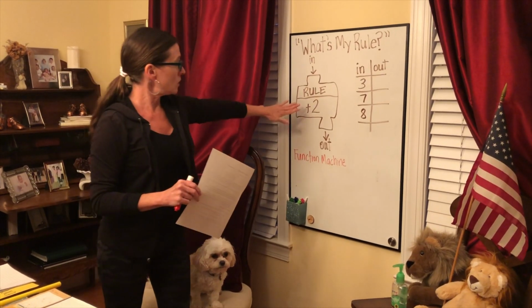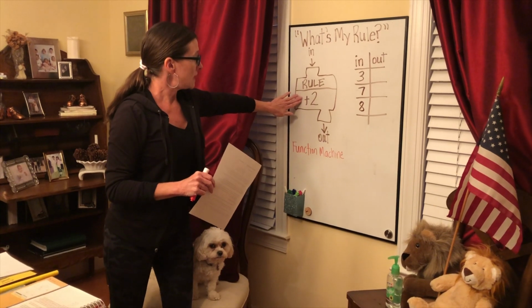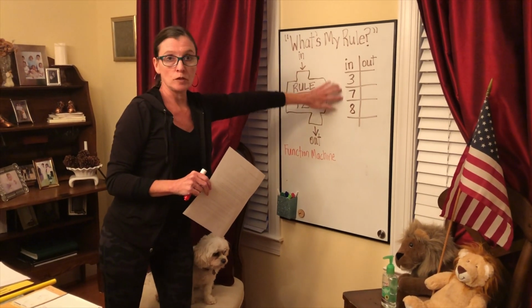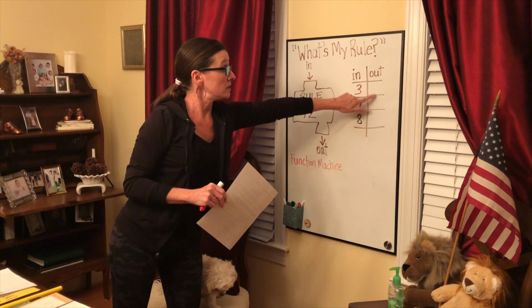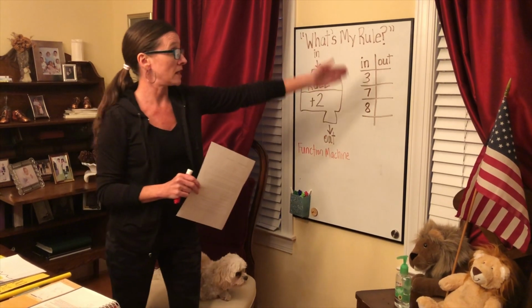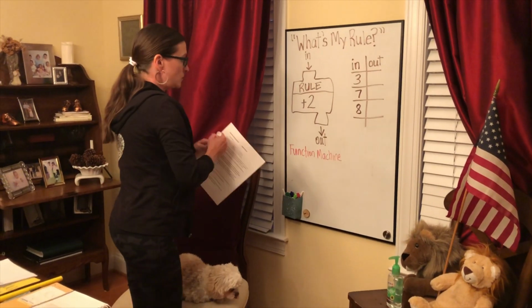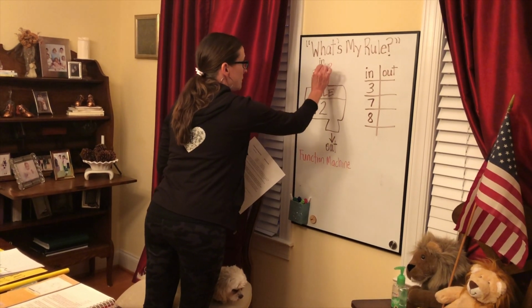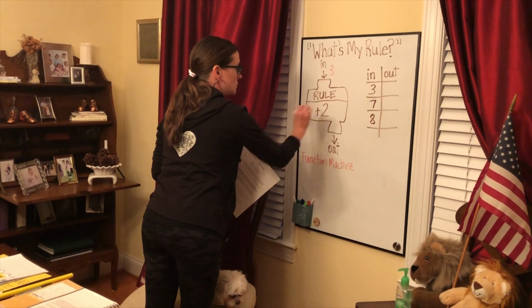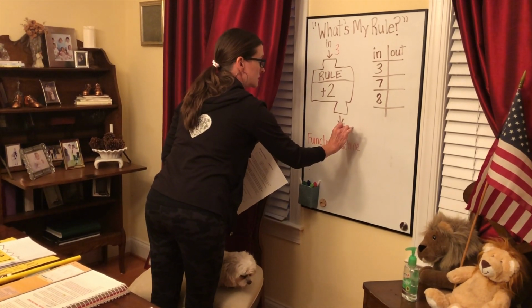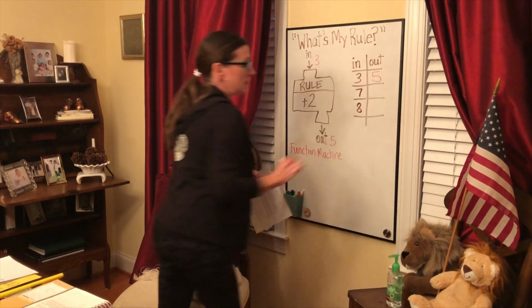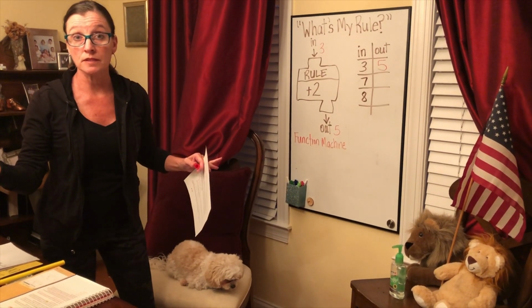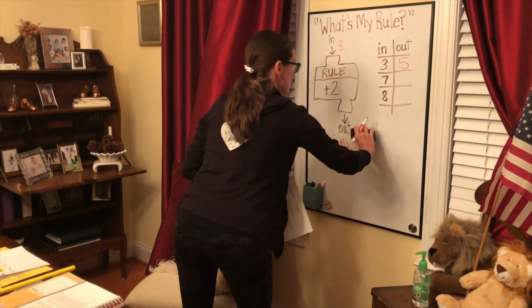So if we know our rule is to add 2 to what goes in the machine, which are these numbers right here, let's see what happens. We're going to be looking to fill in the out side of our 2-column chart. So if I say, okay, I'm going to put 3 plus 2, what comes out, everybody? Say it if you know it. You're right, it's 5. So you would fill in 5, just like that. Pretty basic, pretty easy, isn't it? All right, let's try another one.